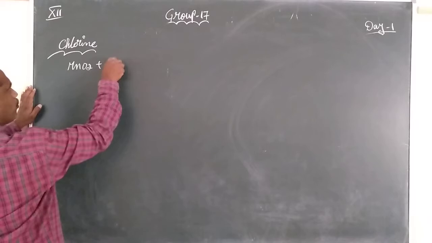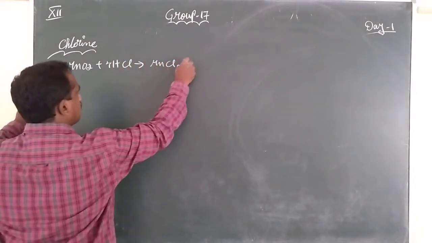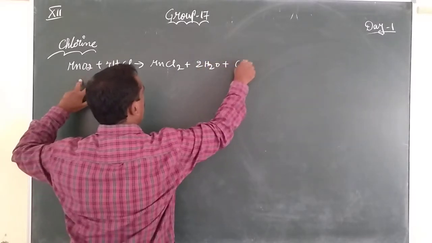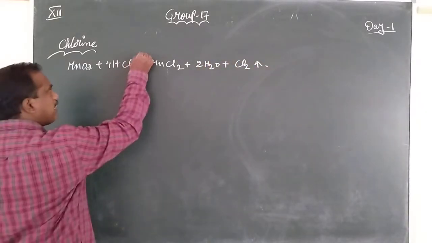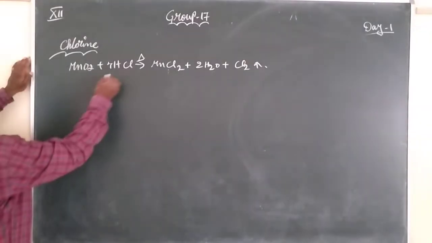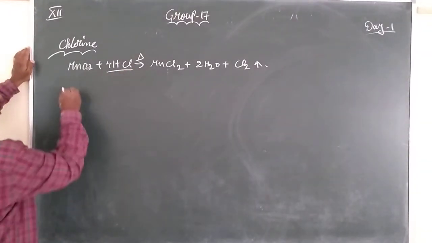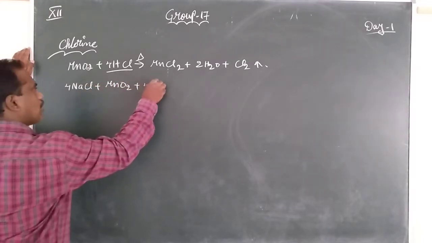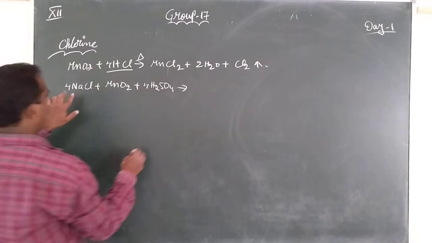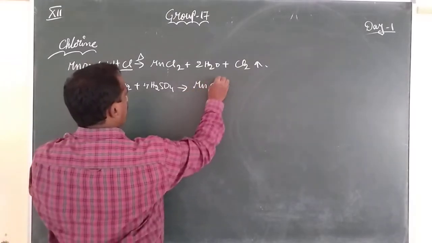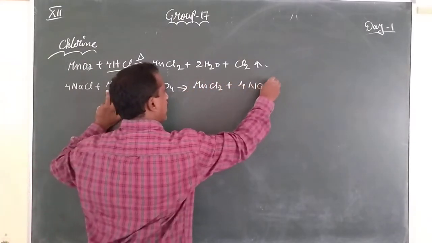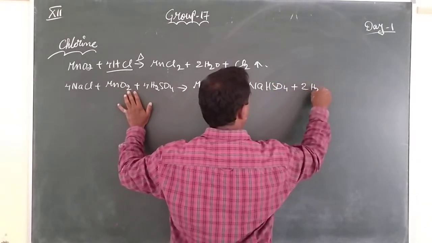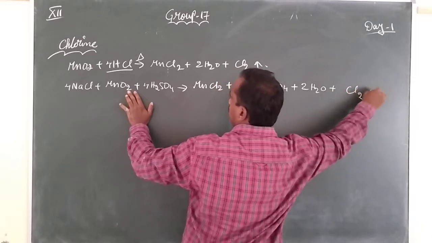MnO2 combines with 4 moles of HCl to form MnCl2 plus 2H2O, and chlorine gas is liberated. In this we must heat them. You can also substitute, in place of HCl, 4 moles of sodium chloride and 4 moles of sulfuric acid. In this case, manganese dichloride is formed, 4 moles of sodium hydrogen sulfate is formed, 2 moles of water is formed, and the chlorine gas is evolved.